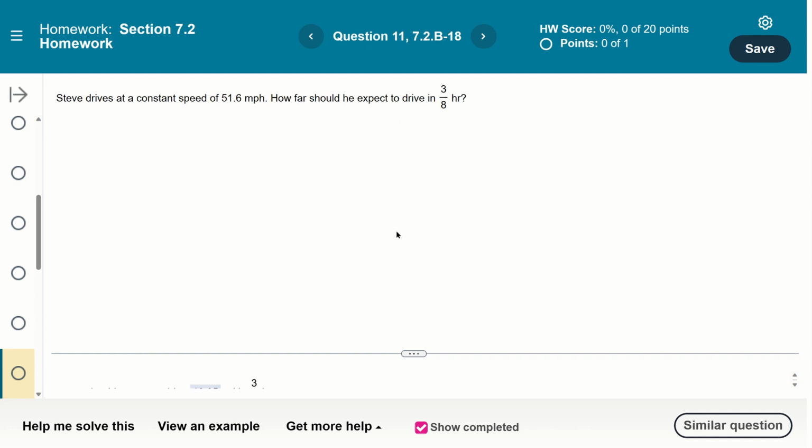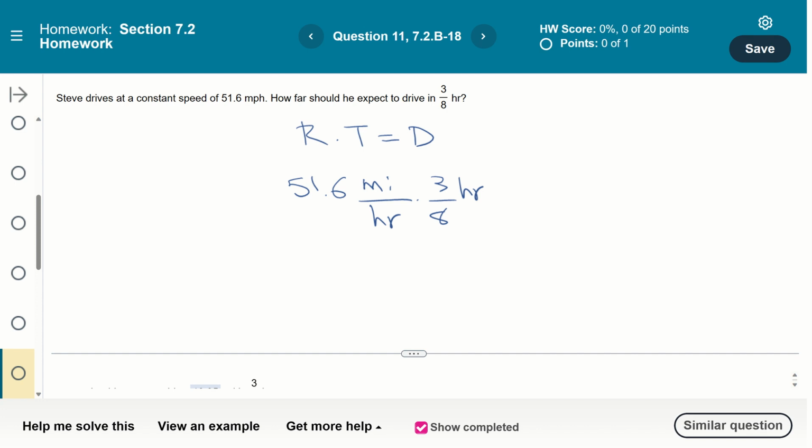All right, so here we have a problem. Steve drives at a constant speed of 51.6 miles per hour. How far should he expect to drive in 3/8 of an hour? So this is a situation in which you do need to know the basic formula which connects rate, time, and distance. And of course, it's the famous RTD formula. We know rate times time equals distance, right? So the rate is 51.6 miles per hour times 3/8 of an hour.